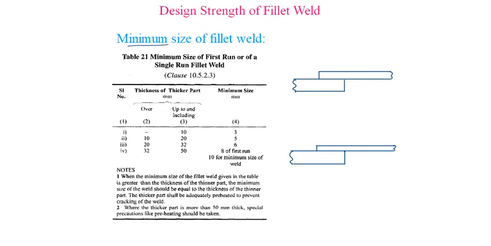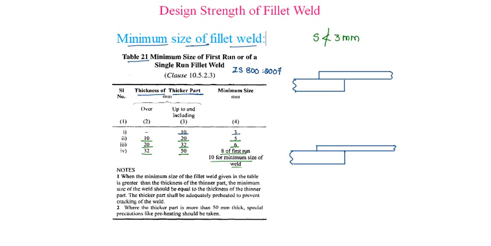Minimum size of fillet weld is specified by IS 800 2007 in table 21 based on thickness of thicker part connected, that is up to 10 mm thickness, it is 3 mm size. So minimum size of fillet weld is 3 mm in any case, so it should not be less than 3 mm. And for connected plates between 10 to 20 mm thick, size is 5 mm. Between 20 to 32 mm, it is 6 mm. Between 32 to 50 mm, it is 8 for first run and 10 for minimum size of weld.